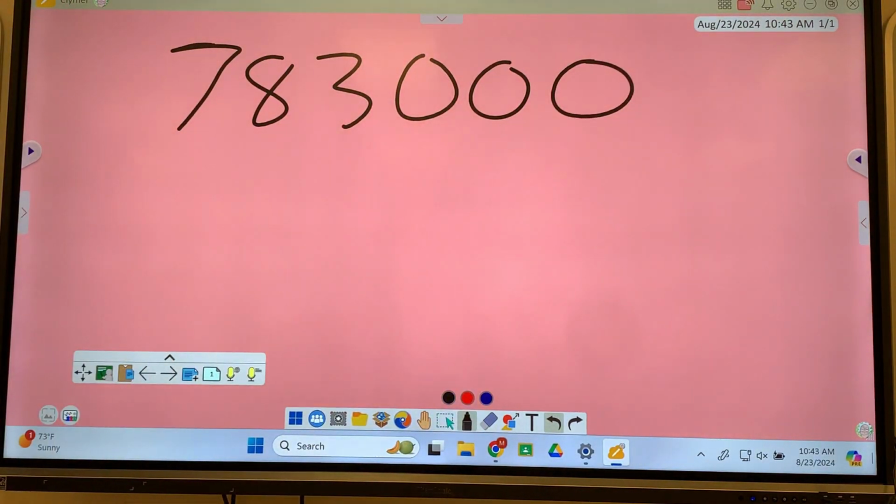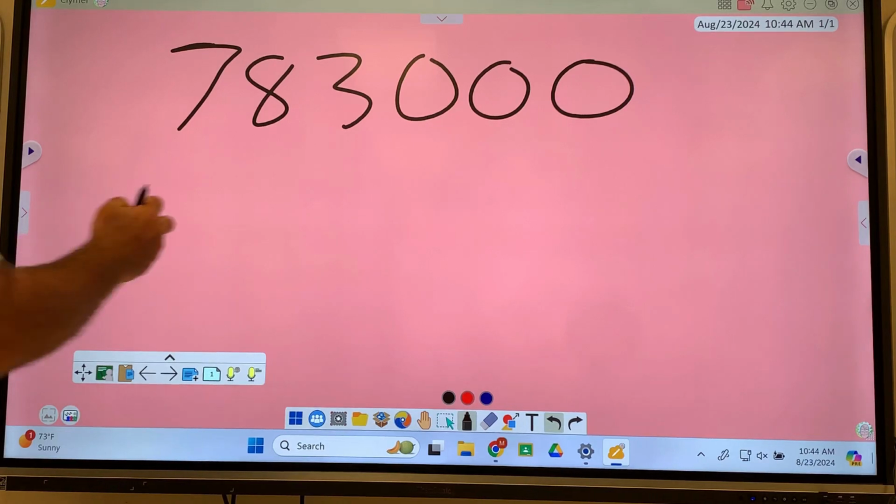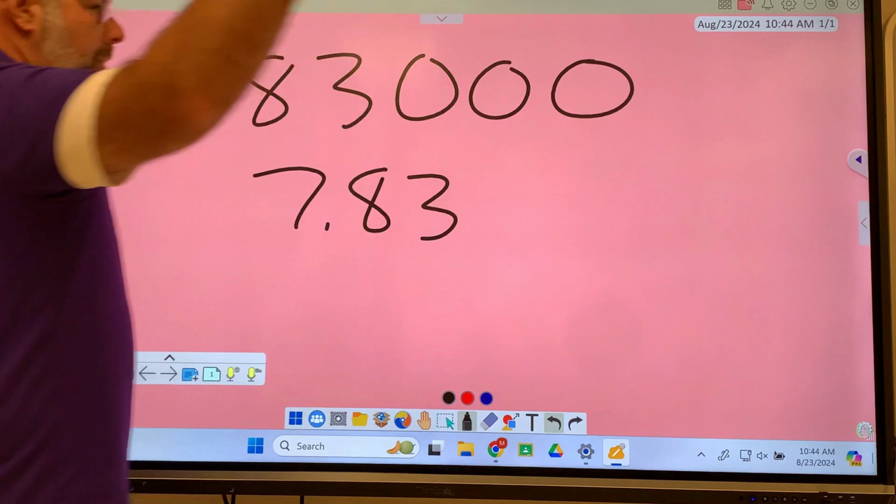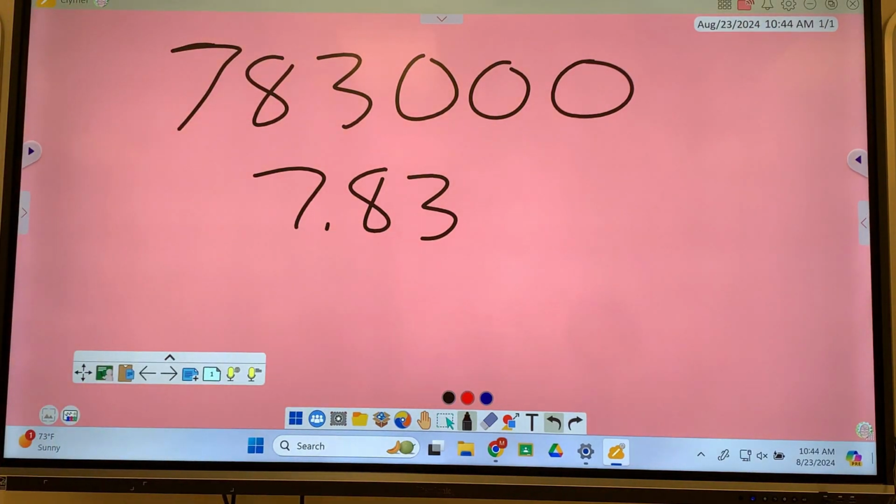So my method, is this a big number or a small number? It's a big number. Okay, so keep that in mind. What is our number going to be in standard scientific notation here? The format? 7.83, right? Number, point, number, however many it is. You get rid of those trailing zeros.